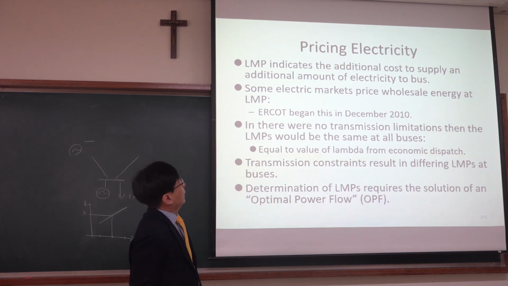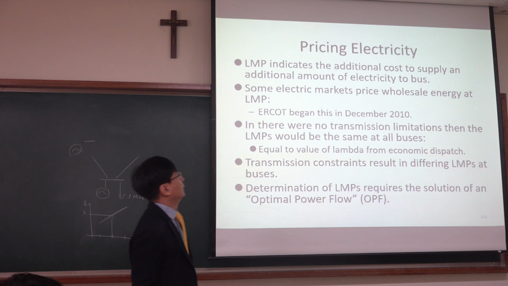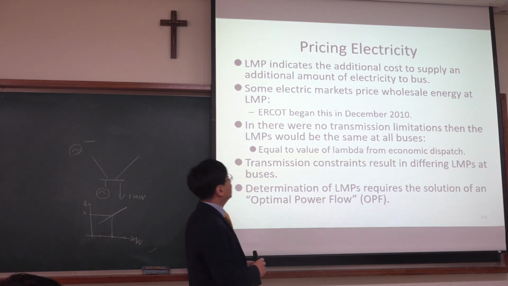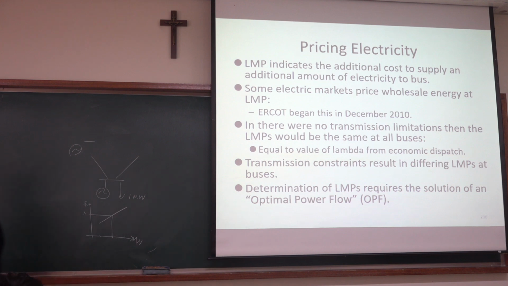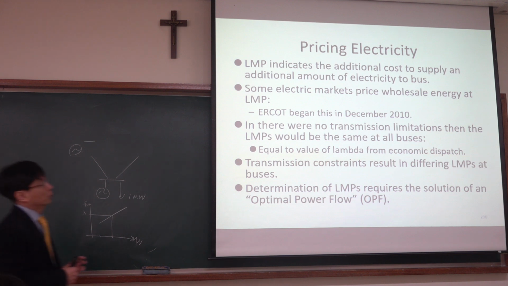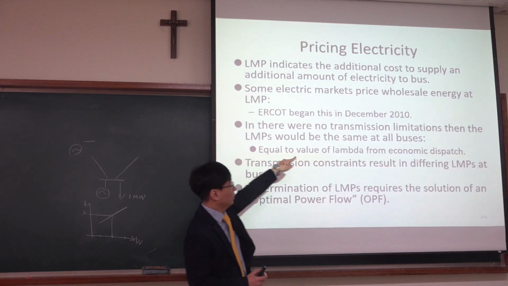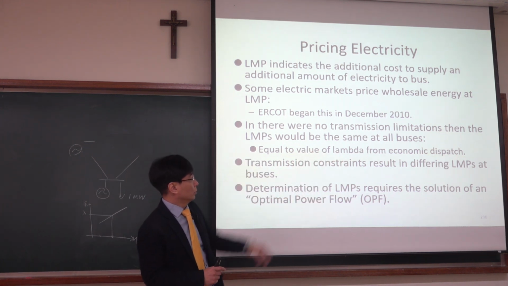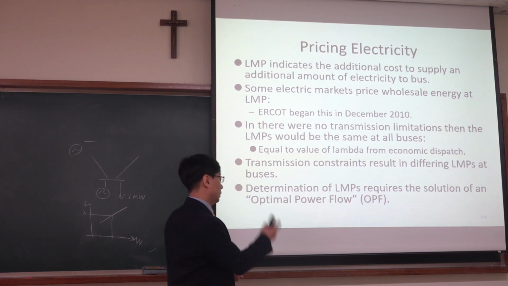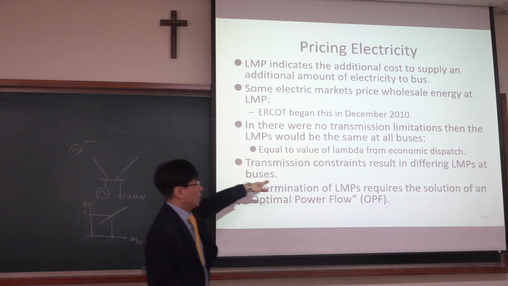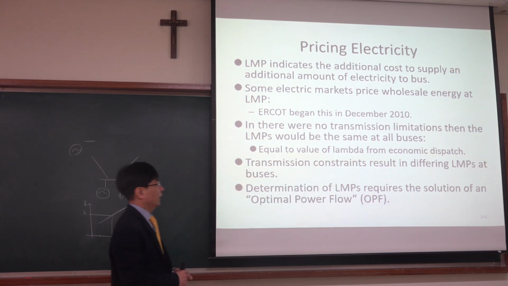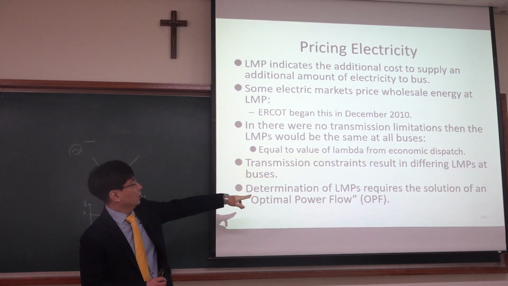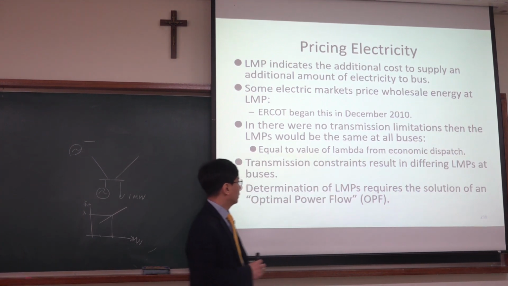Some electric markets price wholesale energy at LMP. The example is Olcott, in December 2010. If there were no transmission limitations, then the LMP would be the same at all buses, the SMP. That is the same as the lambda iteration economic dispatch, the easy problem. And transmission constraints result in different LMPs at buses. So determination of LMPs requires the solution of OPF.